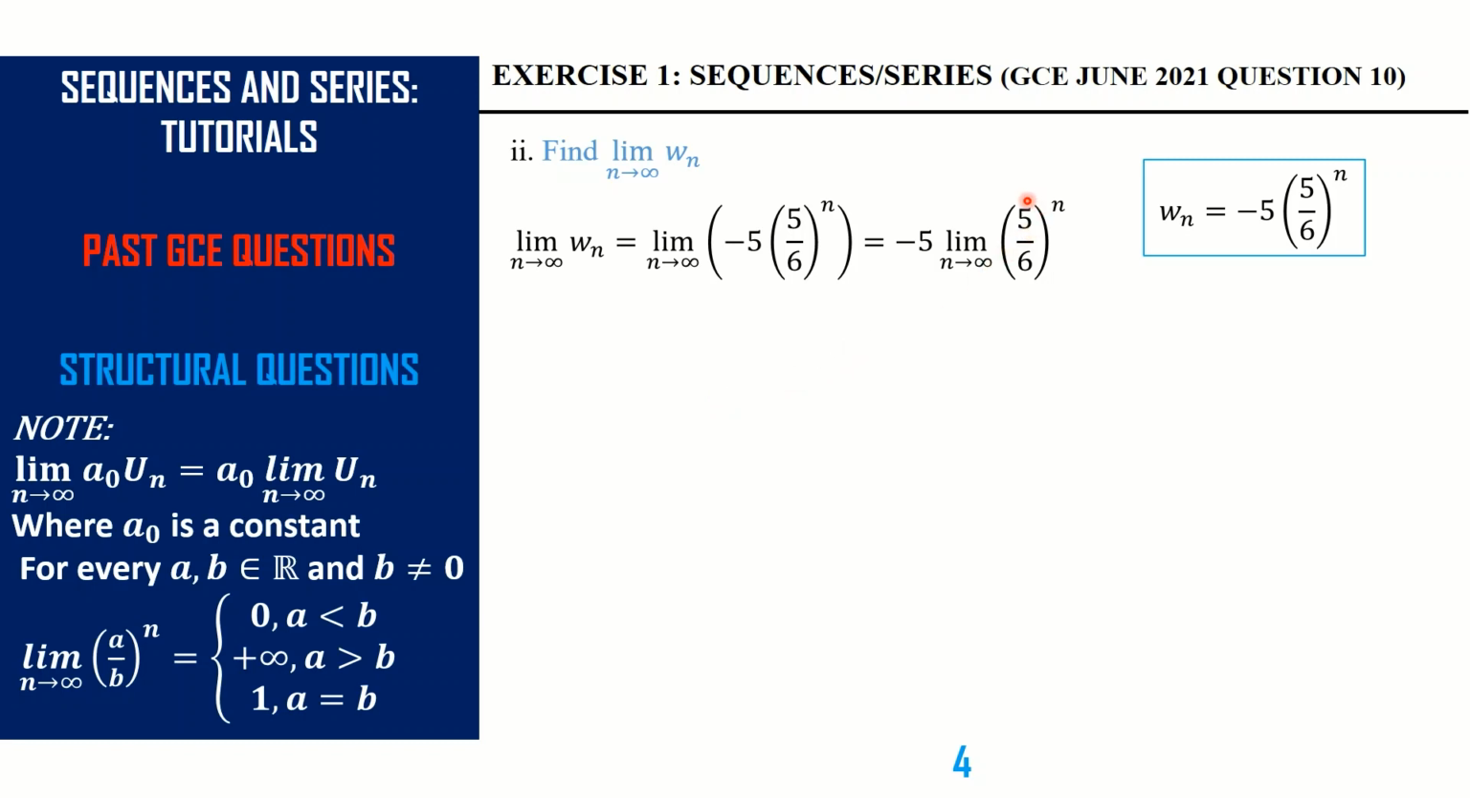Here we have our a to be 5 and our b to be 6. So a is less than b, it means automatically the limit is going to give us 0. But 0 times negative 5 is still 0 because negative 0 does not exist. So the limit gives us 0.